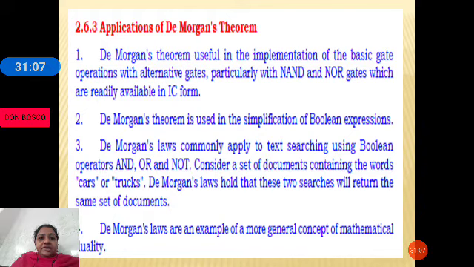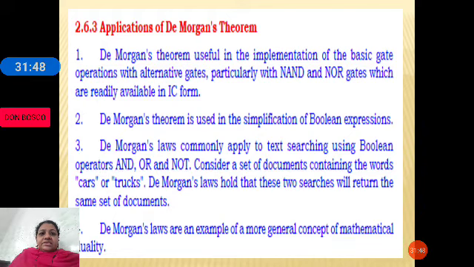Let's quickly learn the applications of De Morgan's theorem. De Morgan's theorems are helpful for implementing the basic gates, and in replacing other gates with the basic gates. Maybe you will understand this line when we study the next chapter, logic gates. De Morgan's theorem is used in the simplification of Boolean expressions. It also applies to searches using AND, OR, NOT operations.